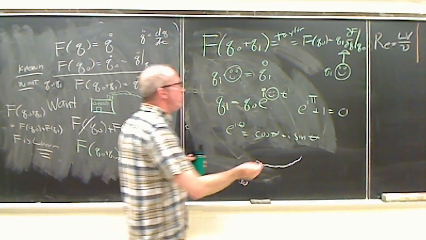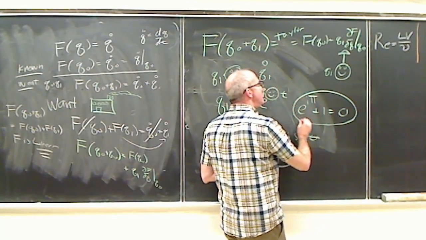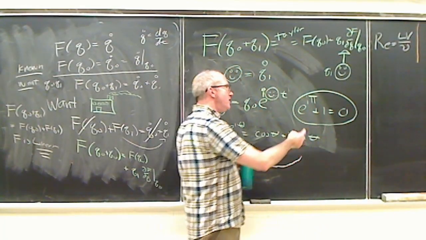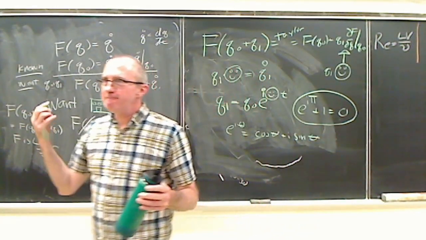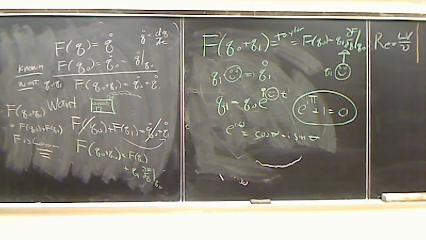This is one of the most beautiful things that you can possibly write down because it involves all the special numbers: e and i and pi and 1 and 0. Those are all the really important special numbers in math.